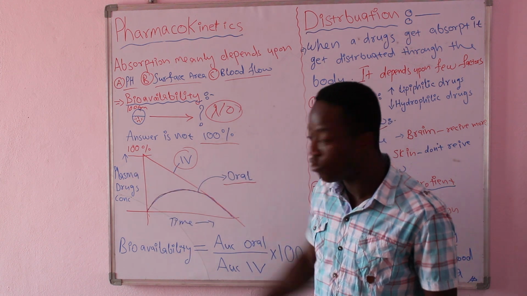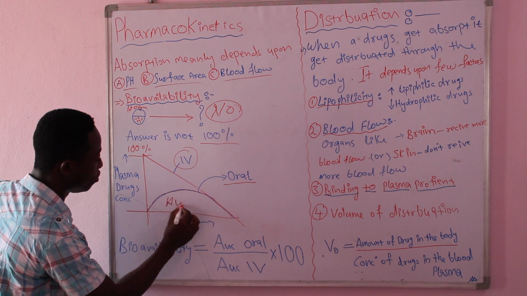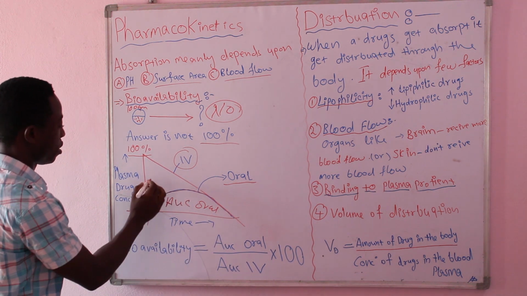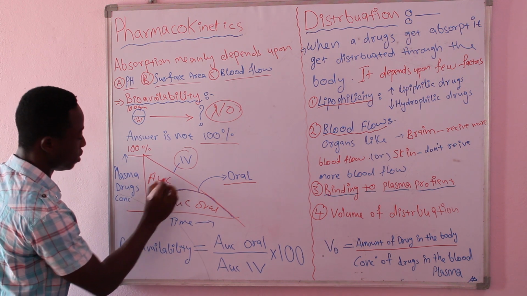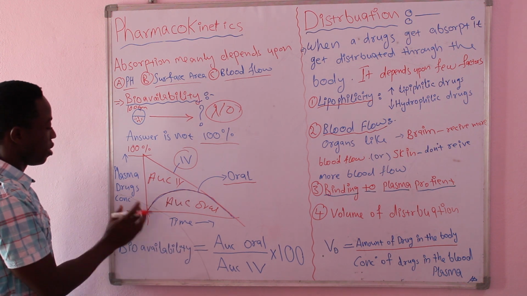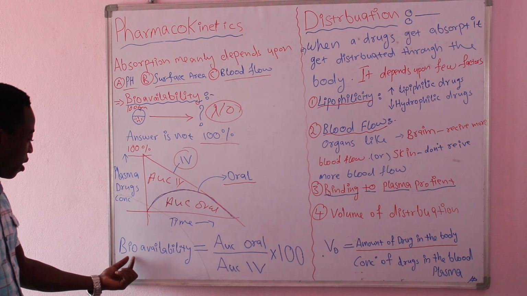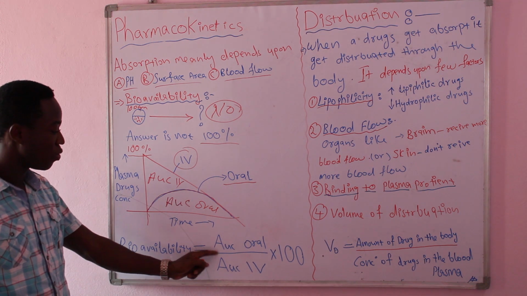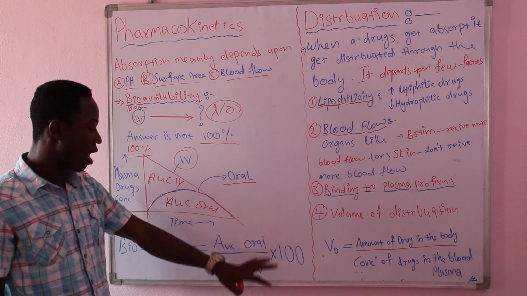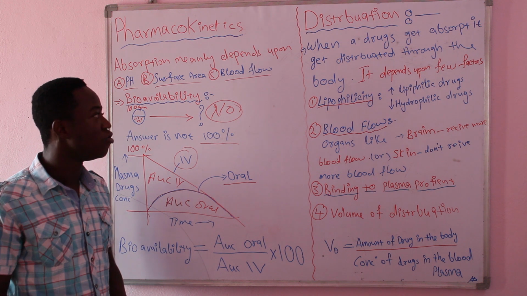So to get the drug bioavailability, you take the AUC oral and the AUC IV, meaning the plasma concentration over time. So we say the bioavailability is equal to the AUC oral divided by the AUC IV, times 100, to get the bioavailability of the drug.